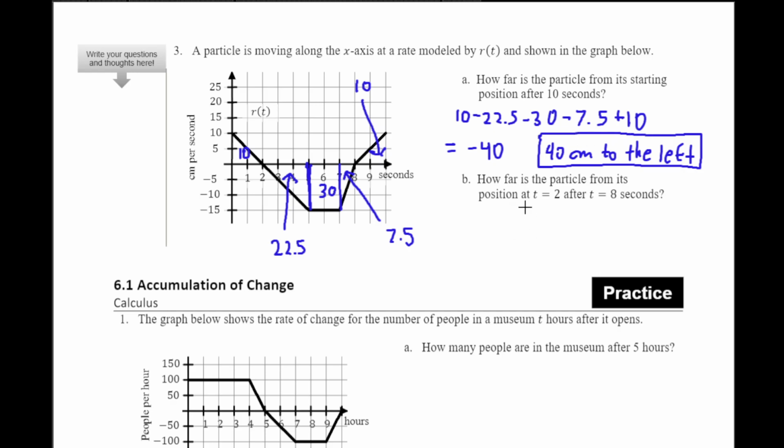So how far is the particle from its position at t equals 2 after 8 seconds? So what you're looking at here now is just from t equals 2 to t equals 8. This is your starting point. You look at the area from t equals 2 to t equals 8. So all you do is take the negative 22.5 minus the 30 minus the 7.5, because that's all the area we have from 2 to 8, and that's all a negative area. And that gives you a negative 60. So that means you're going left 60 centimeters.